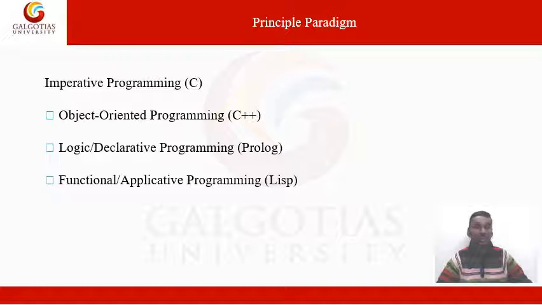Now we will go ahead with the basic principal paradigms. The programming paradigms are based upon C, C++, Prolog, and Lisp. C is imperative programming. Next, C++ is object oriented programming. Prolog is logic programming. Lisp is functional or applicative programming.